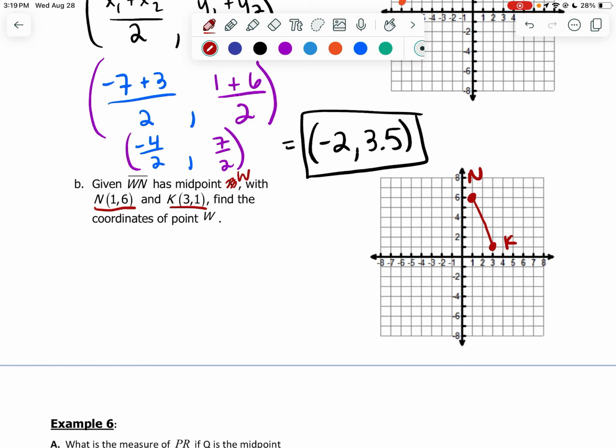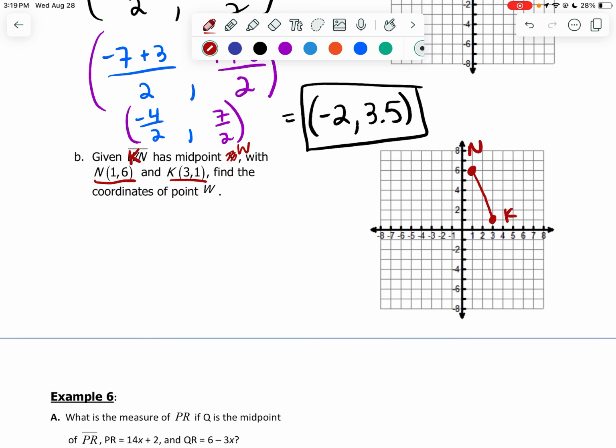Actually, we're going to make this W. Okay, we want to find the midpoint. I want you to find the middle of that. Okay? This should actually say KN. Sorry about that. All right, so I want you to find the middle of that.